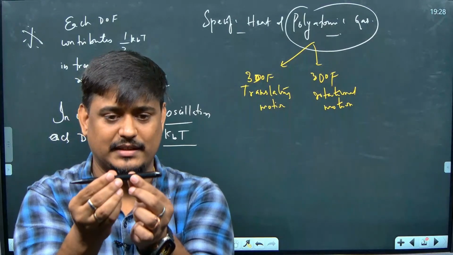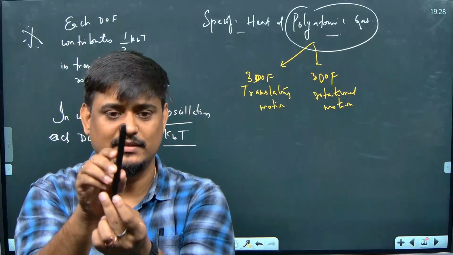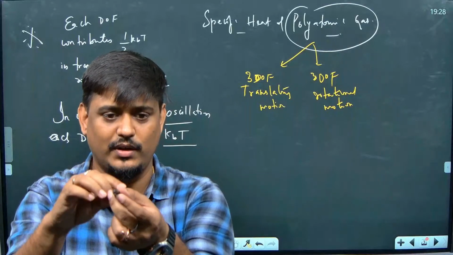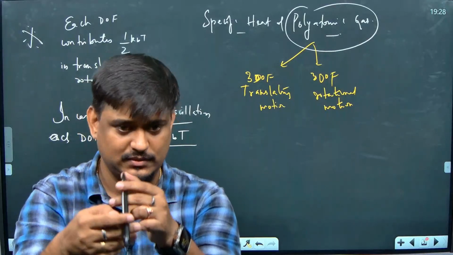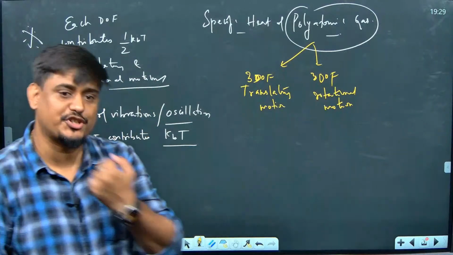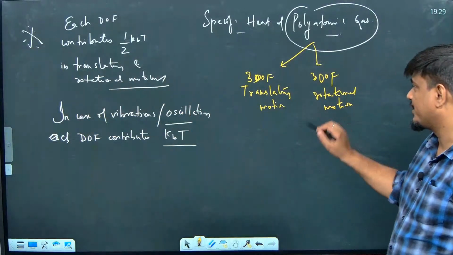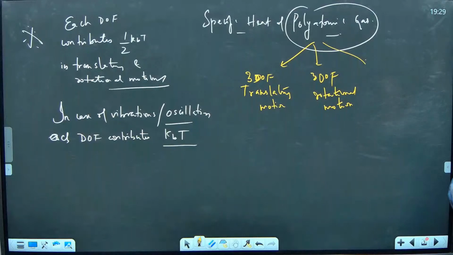Okay, now let me get started. One can be like this, and one can be like this. Understood? There are 3 possible ways of rotation also. So I am writing 3 degrees of freedom for rotation. And vibration can be n types.